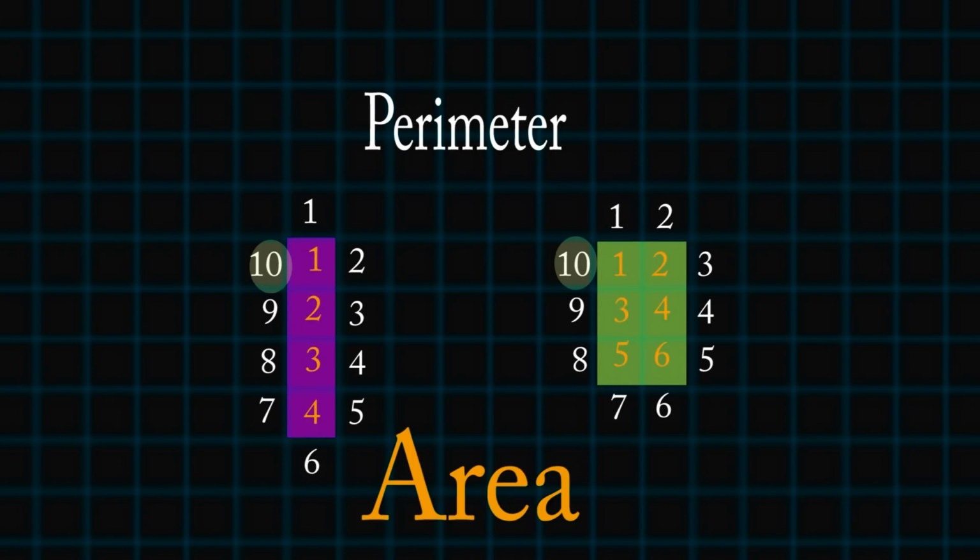These two shapes are also neither congruent or similar. However, this time they have equivalent perimeters but not area.